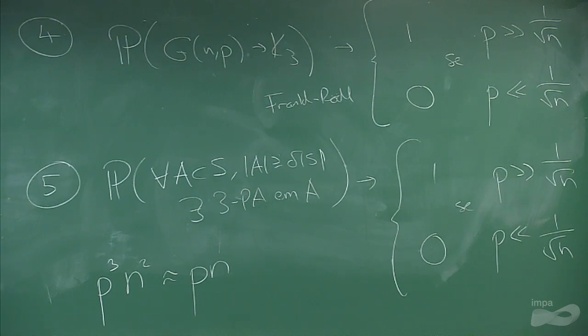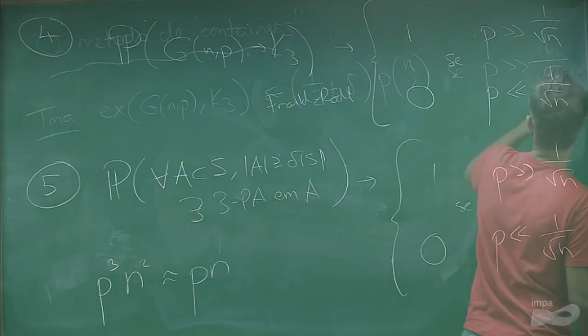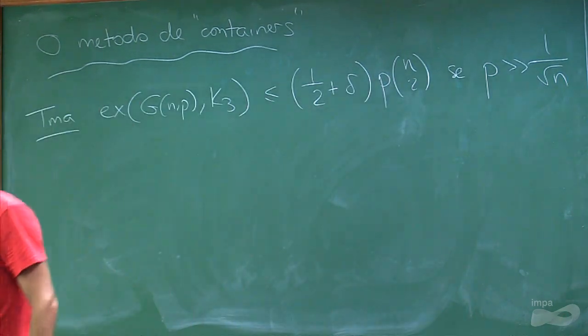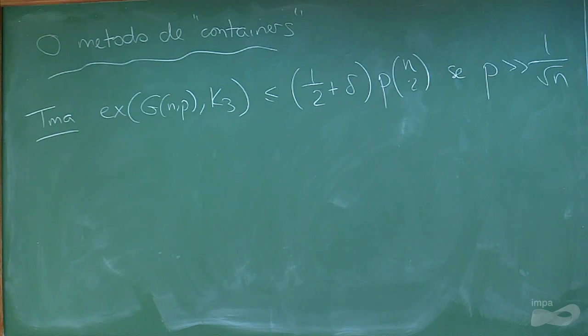Theorem: the extremal number ex(G(n,p), K3) is at most (1/2 + δ) p times n choose 2 if p is much bigger than 1 over root n. Okay, so for all positive delta. How might we go about proving that? What's a proof idea?